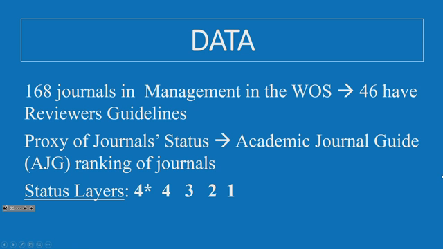As a proxy of status of a journal, we use the Academic Journal Guide ranking of journals, which identifies 5 layers. 4 stars, which include, for example, journals like the Academy of Management Journal or Administrative Science Quarterly. Then rank 4, 3, 2, and 1. So 4 stars is the higher layer.